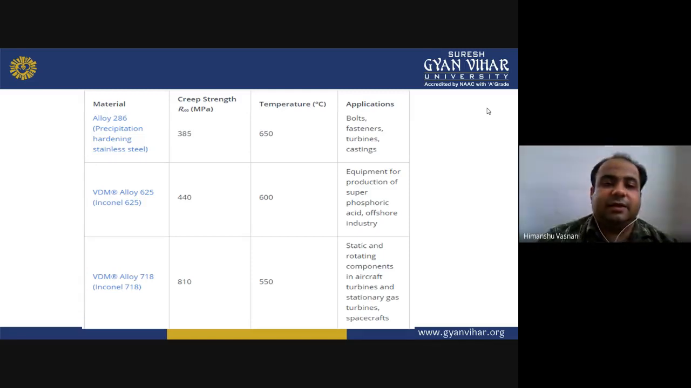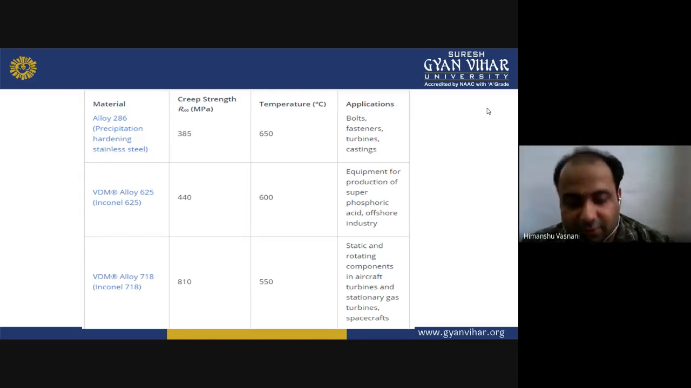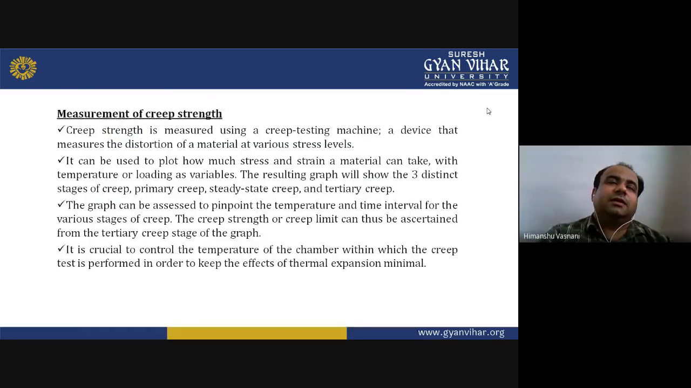Now the next material is Alloy 718, or Inconel 718. It has a high strength of 810 and a temperature of 550 degrees centigrade. It is used for static and rotating components in aircraft turbines and in spacecraft. Then comes the measurement of heat strength.